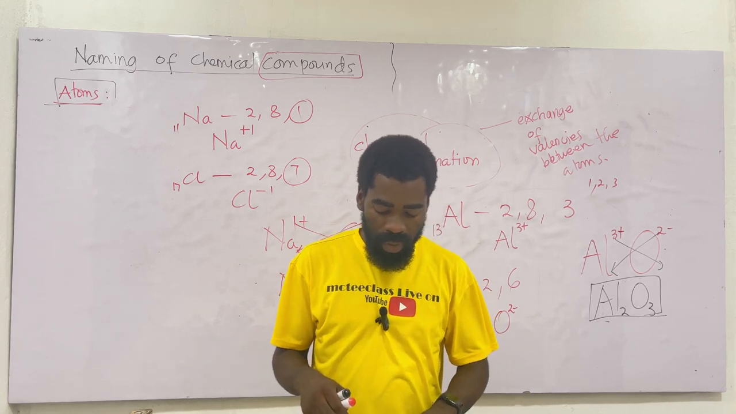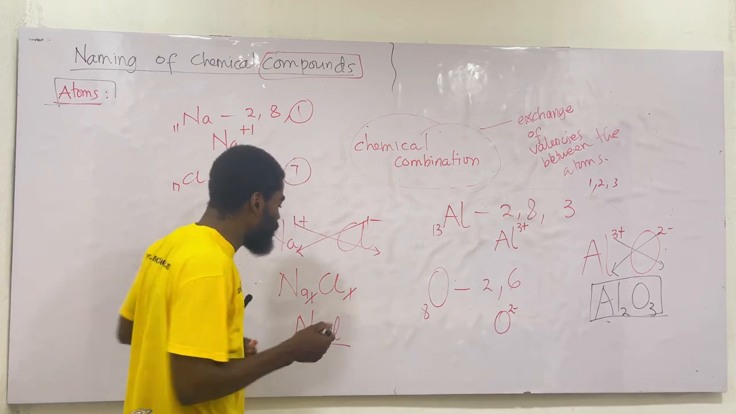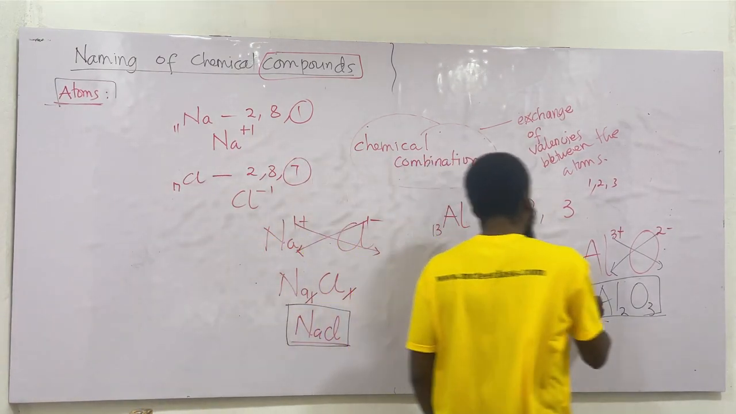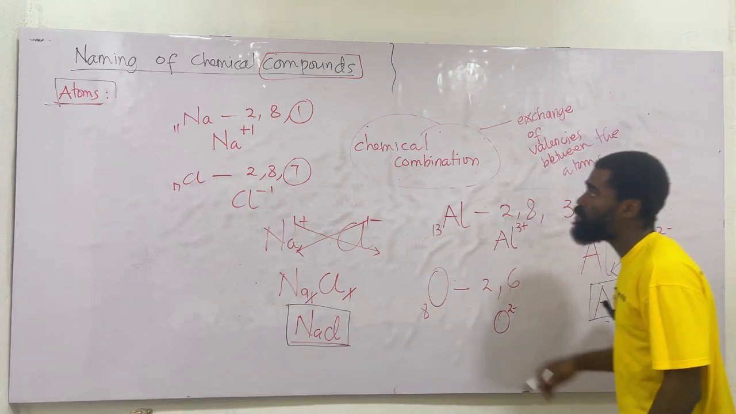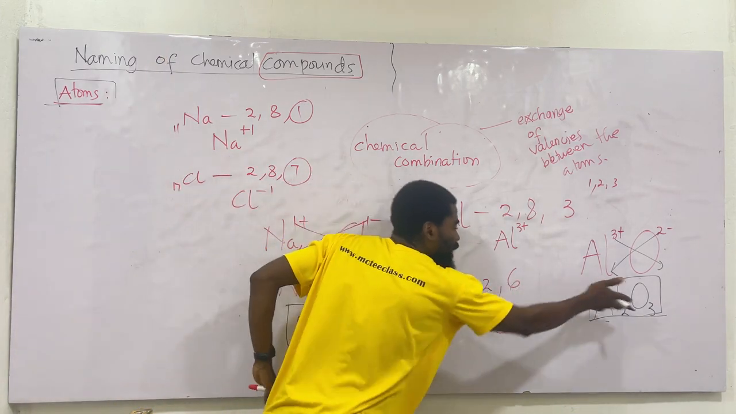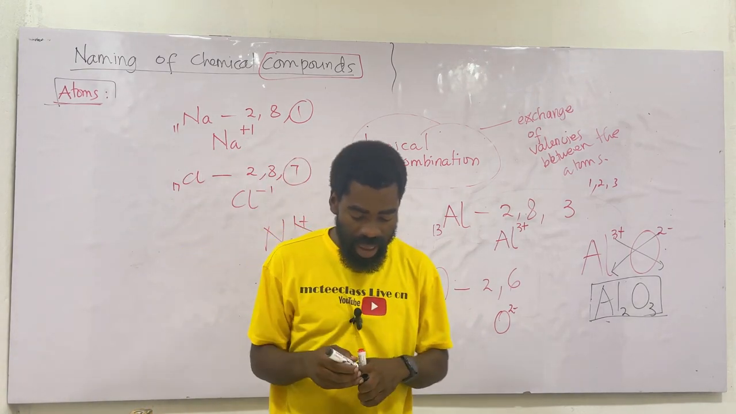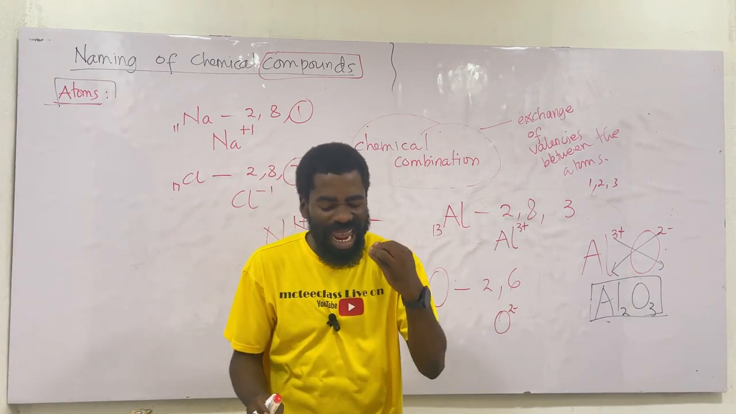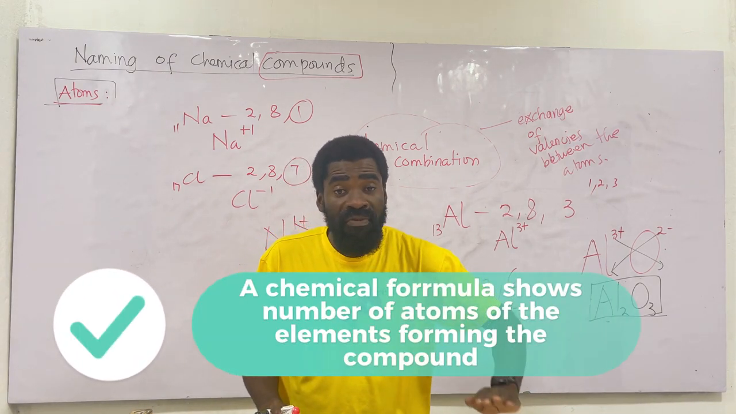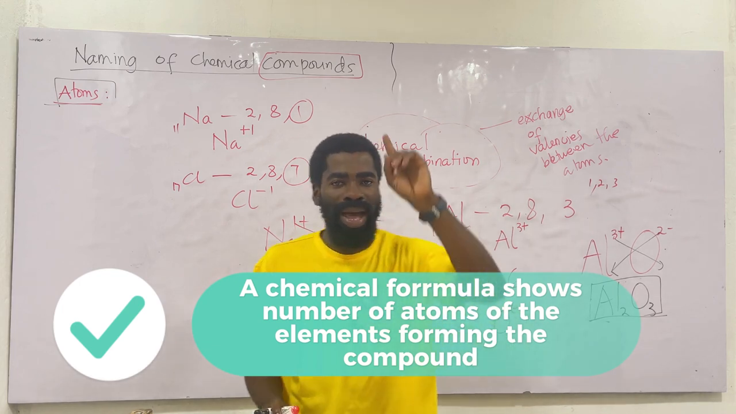Now that we form compounds, let's look at what the chemical formula is. What we have formed here is a chemical formula. Isn't this thing beautiful? After getting the chemical formula, what is a chemical formula then? A chemical formula expresses, and I like this definition so much, the number of atoms of the different elements forming the compound.